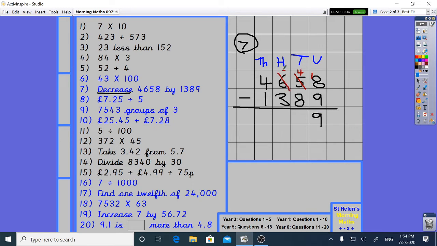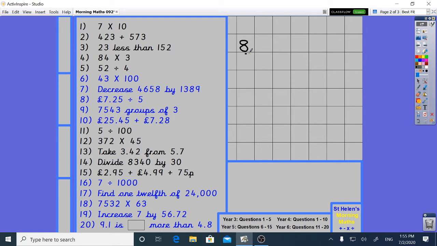6 can go down to a 5. 600 goes down to 500. One of those hundreds comes over here to make 14 tens. 14 tens is 140, isn't it? Really, we're doing 14 tens take away 8 tens. 140 take away 80. But when you say 14 take away 8, it's the same thing in this method, in terms of doing the method, and it is 6. 14 take away 8 is 6. 5 take away 3, that's okay, that's 2. 4 take away 1, that's okay as well, that's 3. So minus makes things smaller, that's why 4,658 got smaller. 3,269.